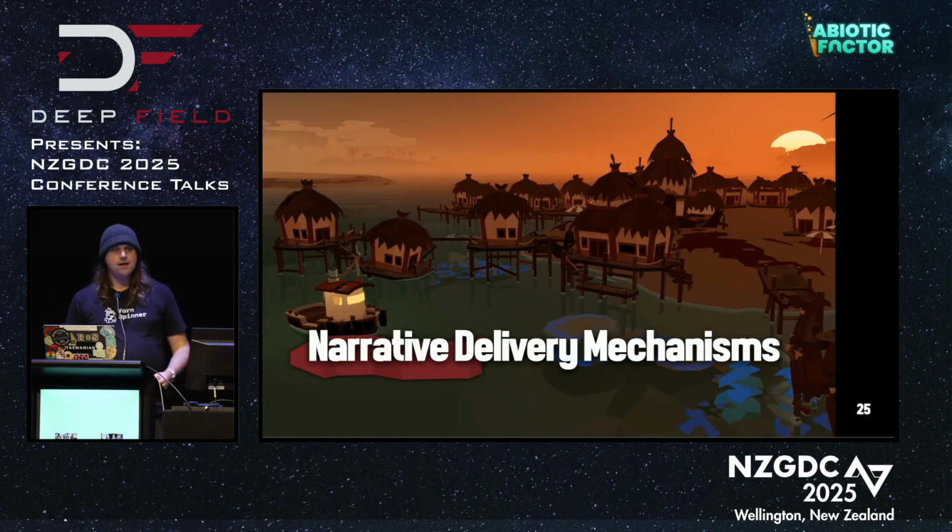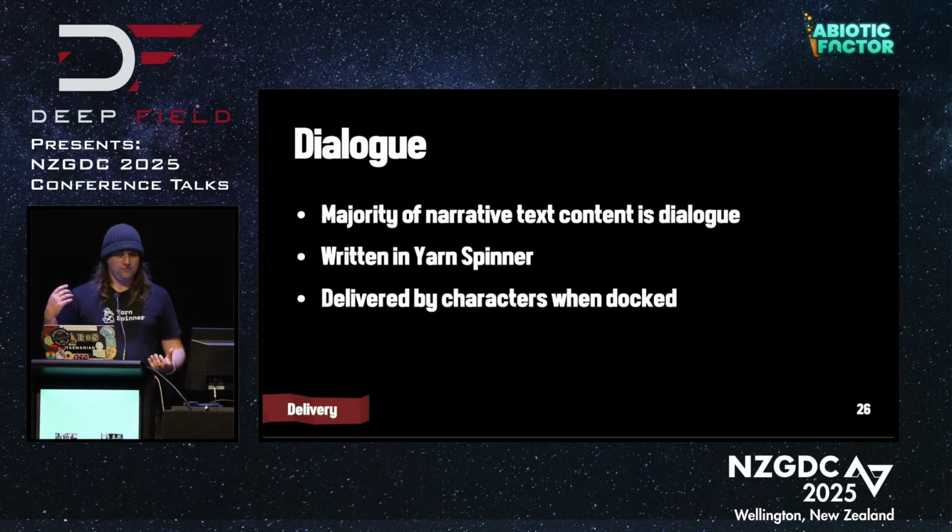Let's talk about the delivery mechanisms that Dredge makes use of to get this story over to the player. So the majority of the narrative text, as I mentioned, is dialogue, and that's written by Yarn Spinner, and that's only delivered to the player when the player is docked. And that's actually really important because it means that the player is guaranteed to be in a relatively safe environment. You're never going to be distracted by the horrors when you're trying to talk to a character at the island.